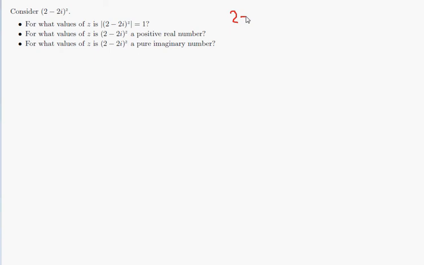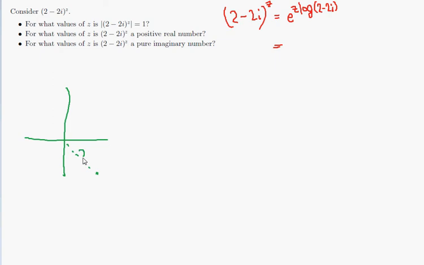So 2 minus 2i to the z. By definition, this is equal to e to the z times the logarithm of 2 minus 2i. Now, what is the logarithm of 2 minus 2i? Let's do that down here in the bottom left. So 2 minus 2i is going to be down here, over 2, down 2. And so the distance from the origin is 2 square root of 2.